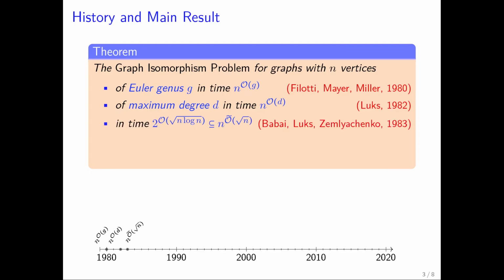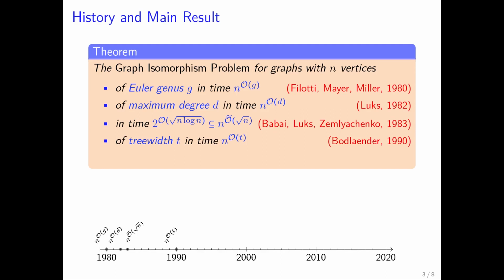1 year later, Babai and Luks could extend this result to the graph isomorphism problem in general. With some degree reduction trick given by Zemlyachenko, they could prove a time bound that Babai calls moderately exponential time. That's still an exponential time bound, but the exponent grows much slower than a linear function. Their algorithm runs in n to the square root of n if you don't care about logarithmic factors in the exponent.